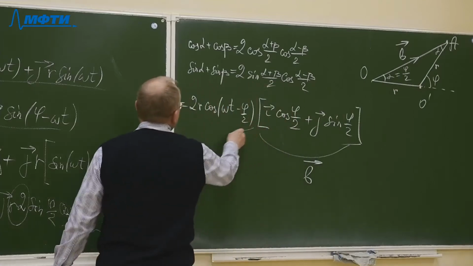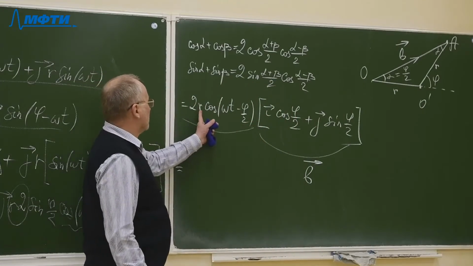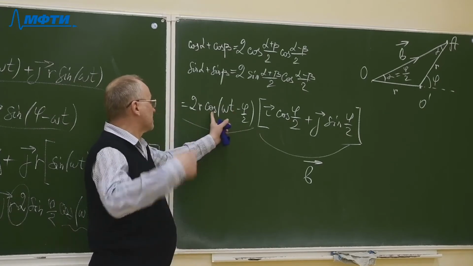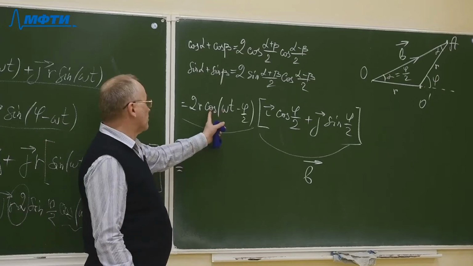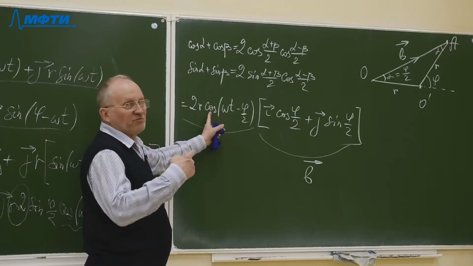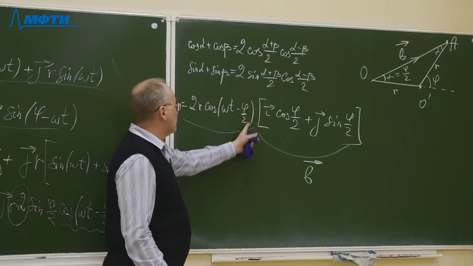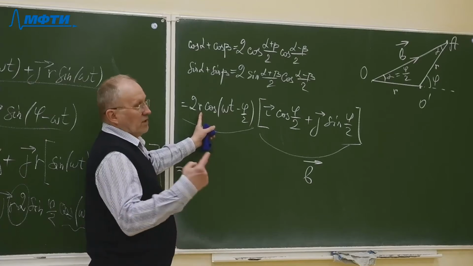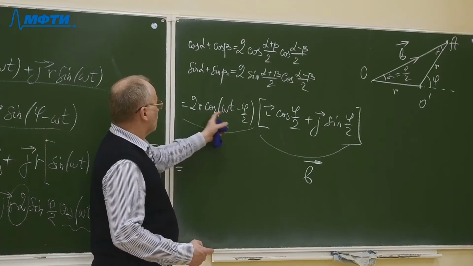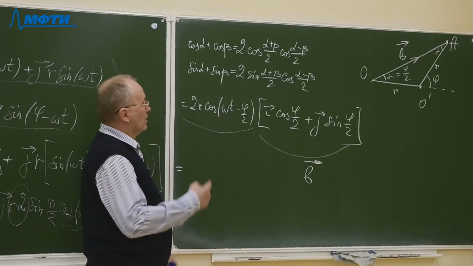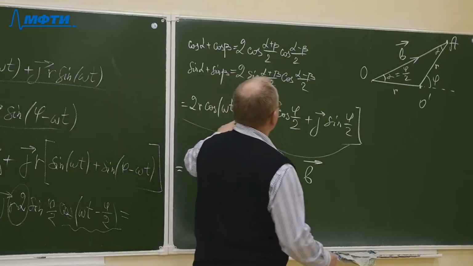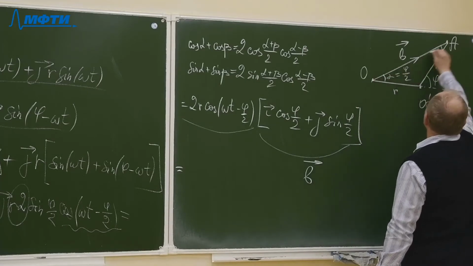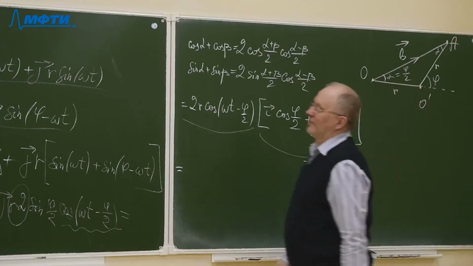And what is here? The amplitude of this vector. Cosine changes as time goes on. Cosine changes between +1 and -1. The maximum value of cosine is +1, and the minimum value is -1. So this is a coefficient which changes from 2r to -2r. How does it change? In a harmonic way, just like a cosine function, so that the final amplitude is sometimes equal to 2r and sometimes to -2r.